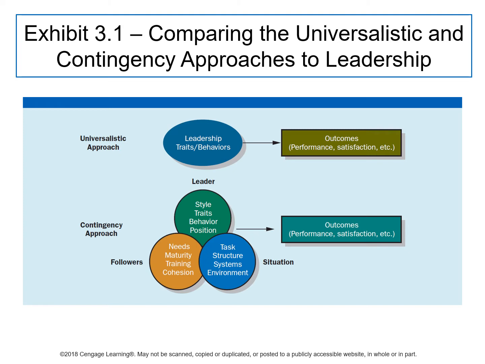Now, there are 4 contingency theories for us to learn about today: Hersey and Blanchard's situational model of leadership, Fiedler's contingency model, the path-goal model of leadership, and the Vroom-Jago model.